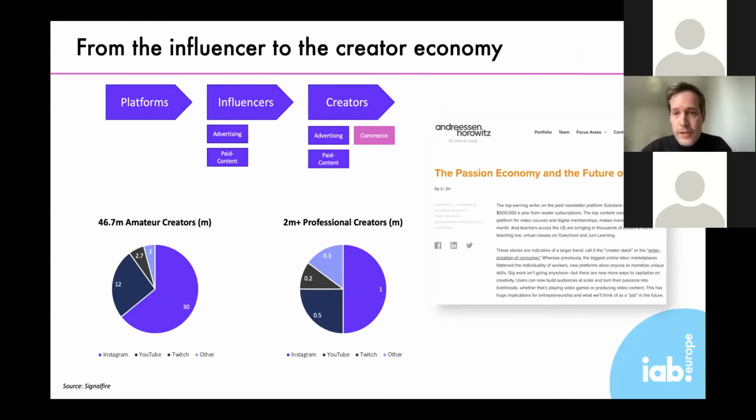And we can see, if we look at charts from SignalFire at the bottom left here, that there's a sizable group now of amateur and professional creators that are using those platforms. And we can really see how Instagram, YouTube, in particular Twitch, is also becoming very, very popular to enable these creators.